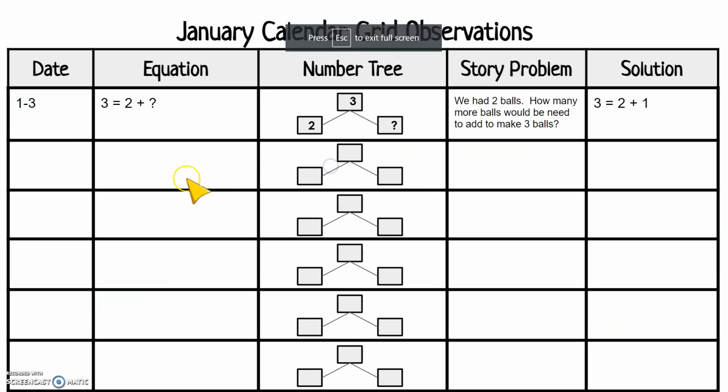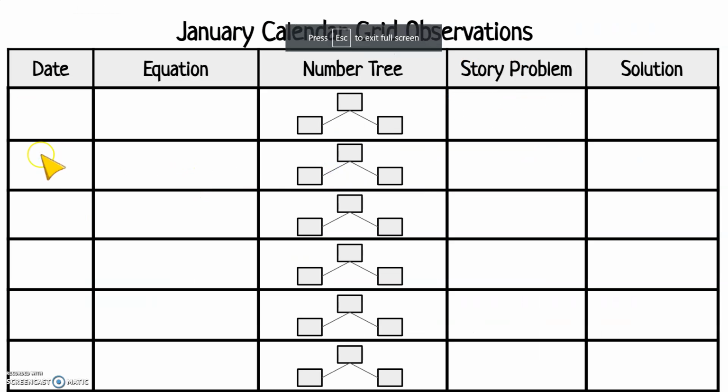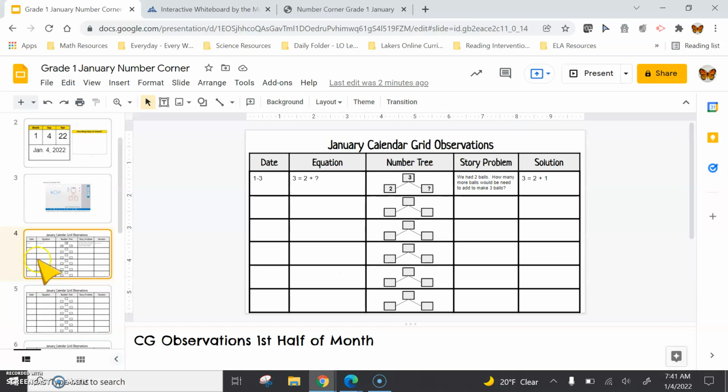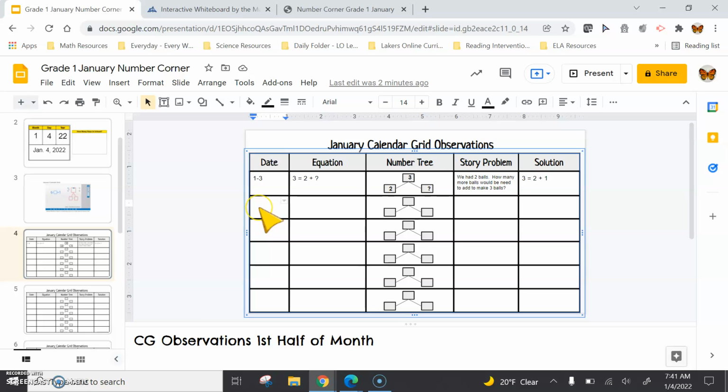Let's go to our calendar grid. We'll put in our information and we'll try to figure this out together. We'll put in today's date. The kids had 7 balls. They lost some. We don't know how many they lost. But now they only have 4 balls. They had 7, they lost some, and now they have 4.